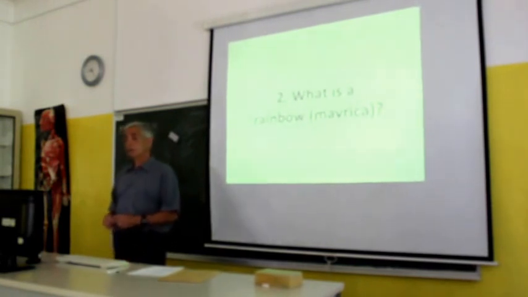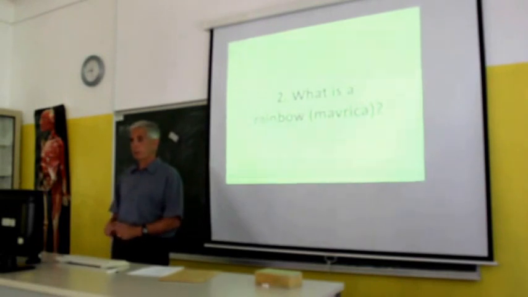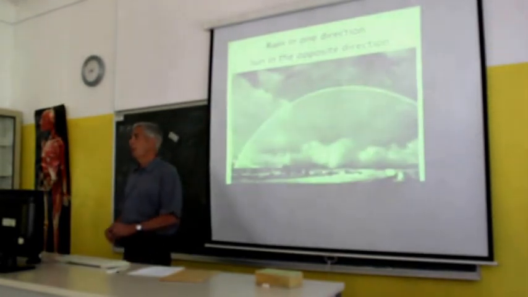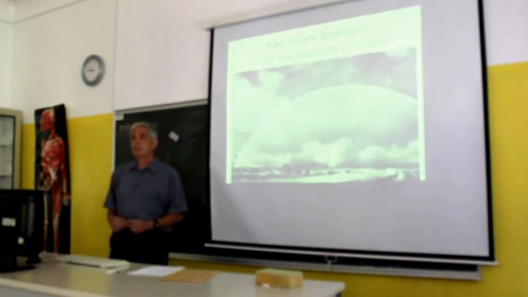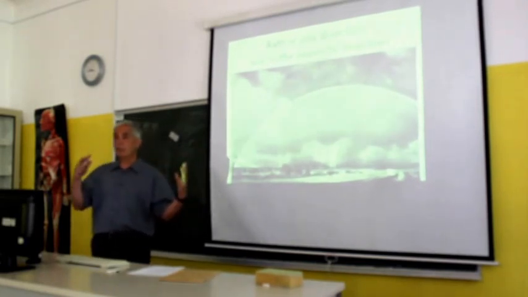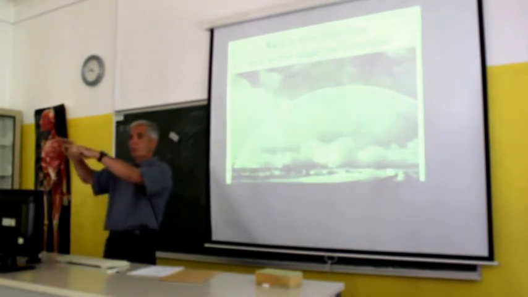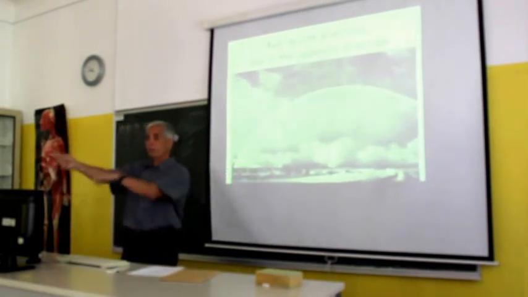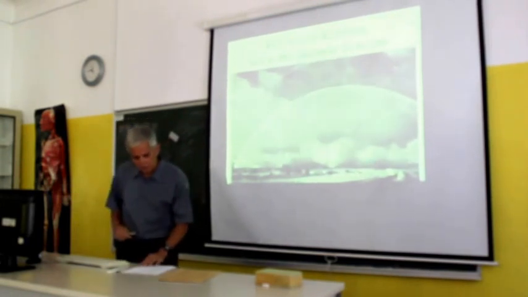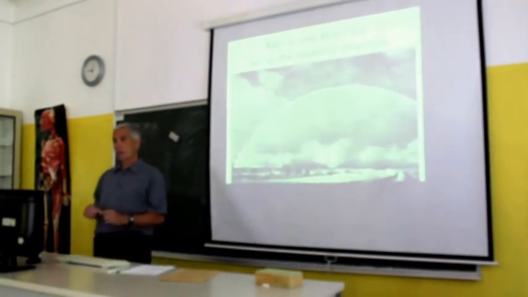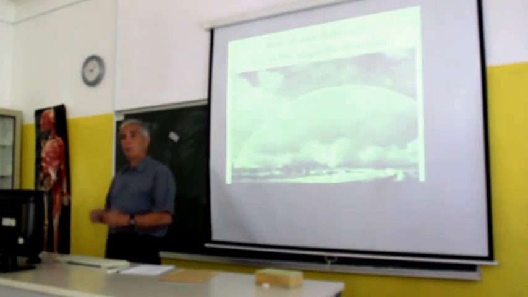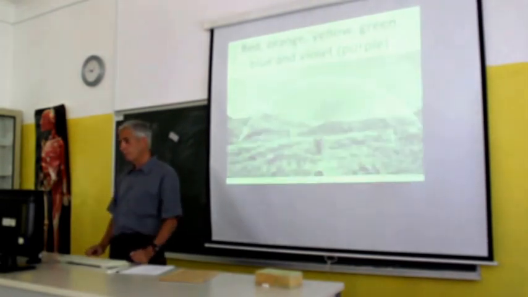Now we're going to ask, what is a rainbow? We know it's one of the most beautiful things in nature. We always go out, we want to see it. But it only happens when the sun is out and in the opposite direction it's raining. So this is question number 4. You have to look away from the sun to see the rainbow.